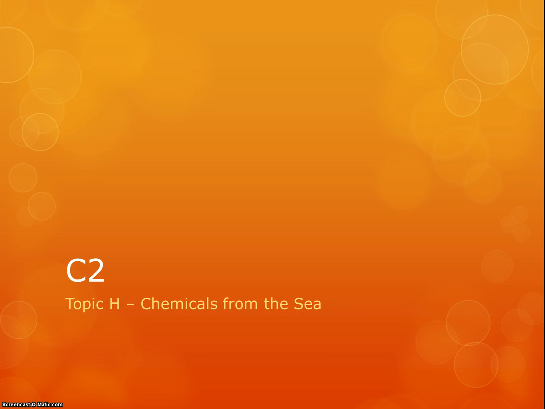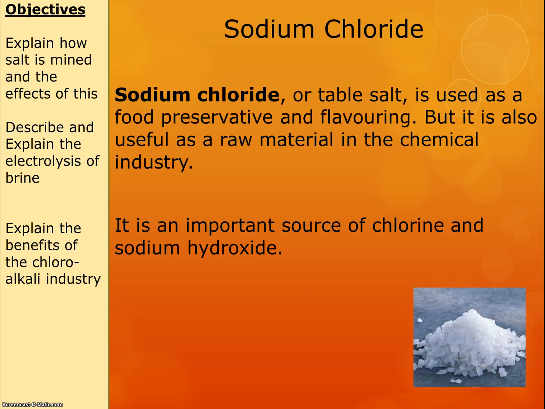Right then, we're on to our final topic in Chemistry 2. So this is topic H, and it's chemicals from the sea. A couple of things we need to think about. This is really based around salt water and the idea that there are certain things we can get out of salt water. Now, sodium chloride, I hope we all know, is the chemical name for table salt.